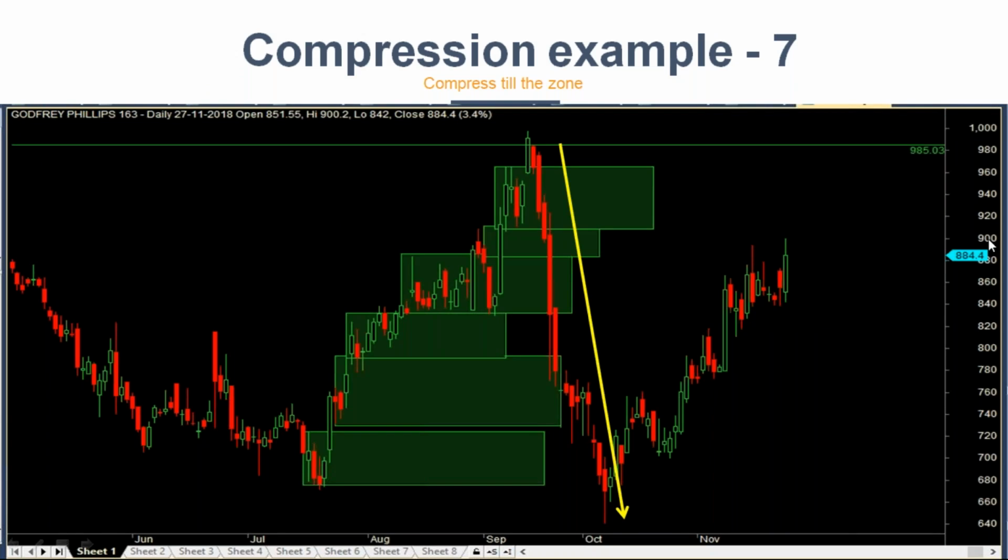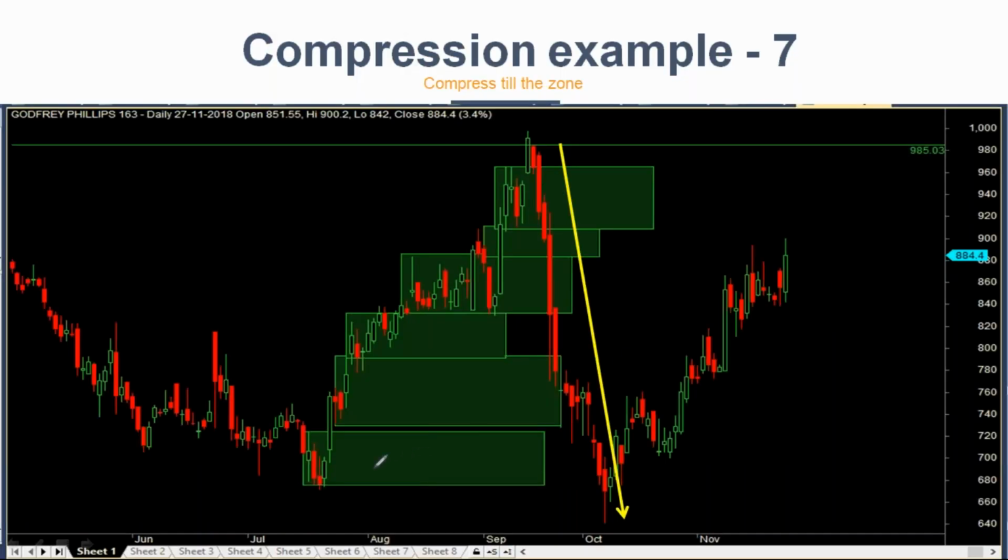Now look at this. This is a zone which I marked. This zone is tested, this zone is tested, this zone is tested, this zone is tested, this zone is tested, this zone is tested. Now tell me why it is tested. Now apply. Keep observing.